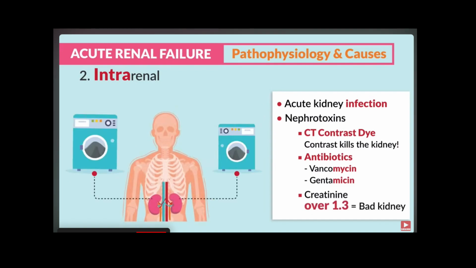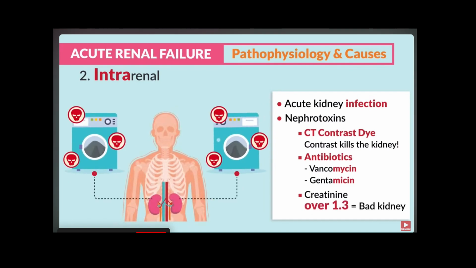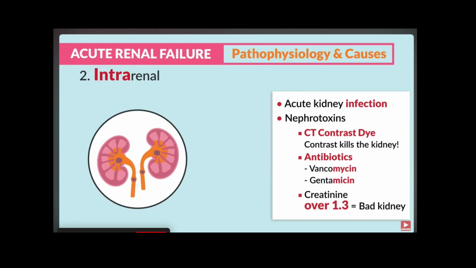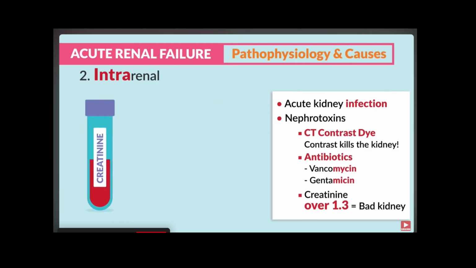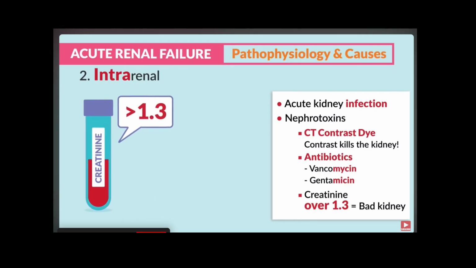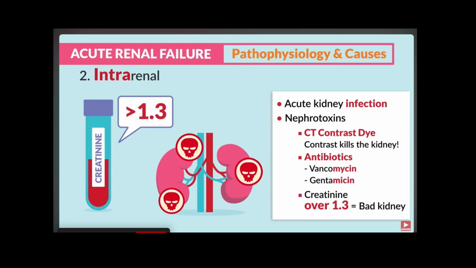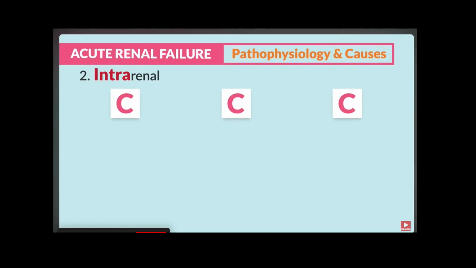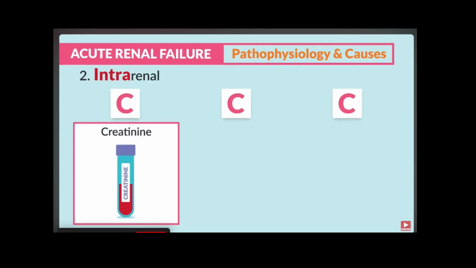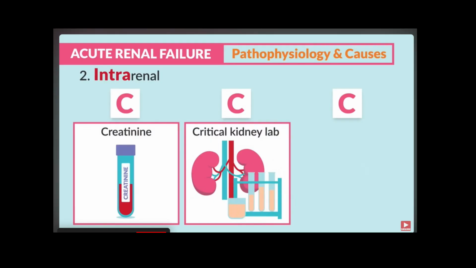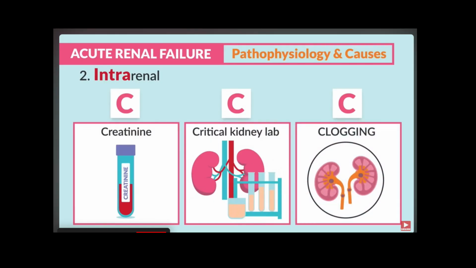It's kind of like overloading two delicate washing machines with thick cement. We literally clog the kidneys here with these medications, and in result, the creatinine lab value shoots up sky high. So the key number to know is creatinine over 1.3 is bad kidney. And the memory trick we use, just think of the 3 C's. Creatinine is the most critical lab value since it shows clogging of the kidneys.